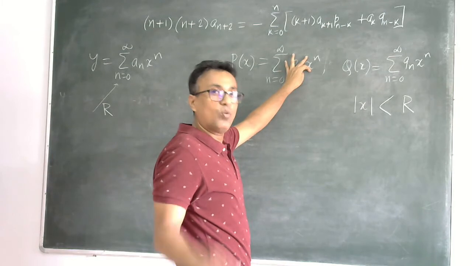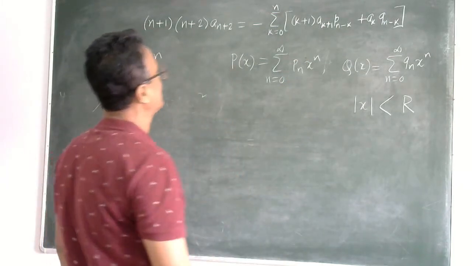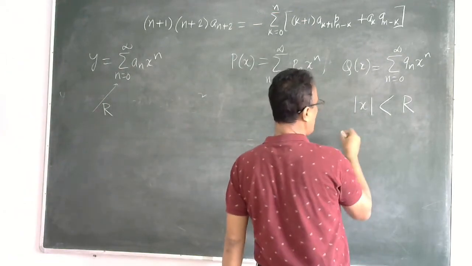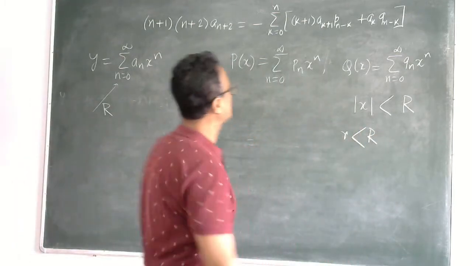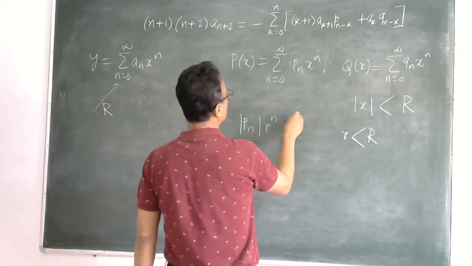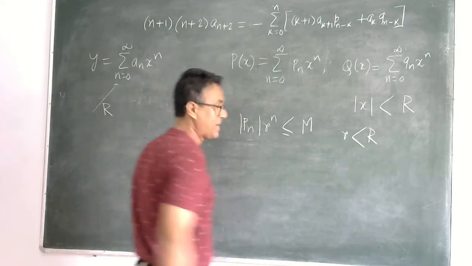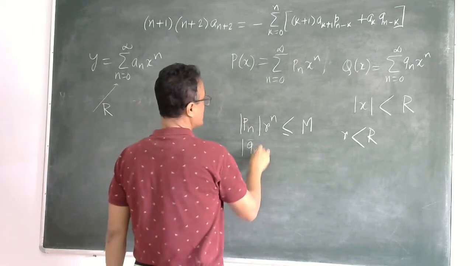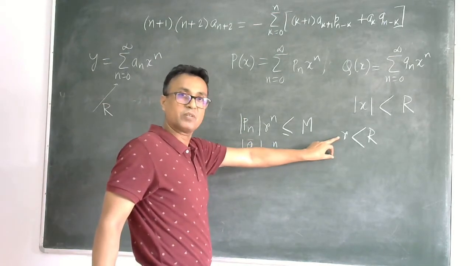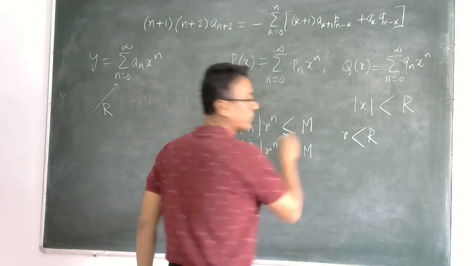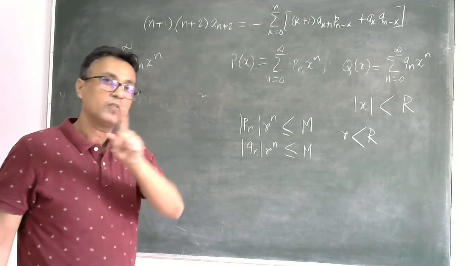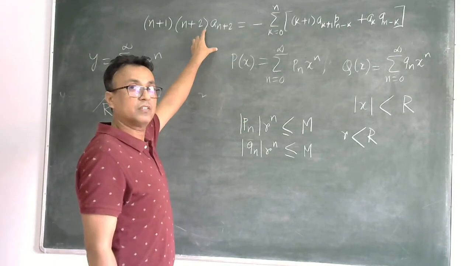Is it okay? So what I mean by that is there must exist a number, say small r, strictly less than R, in such a way that I am going to get |p_n| r to the power n less than or equal to M, and then |q_n| r to the power n also less than or equal to M, and of course r, I am choosing it as a non-negative real number, okay? Is it okay? Fine? Okay? So based on that, I am going to construct the proof, okay?